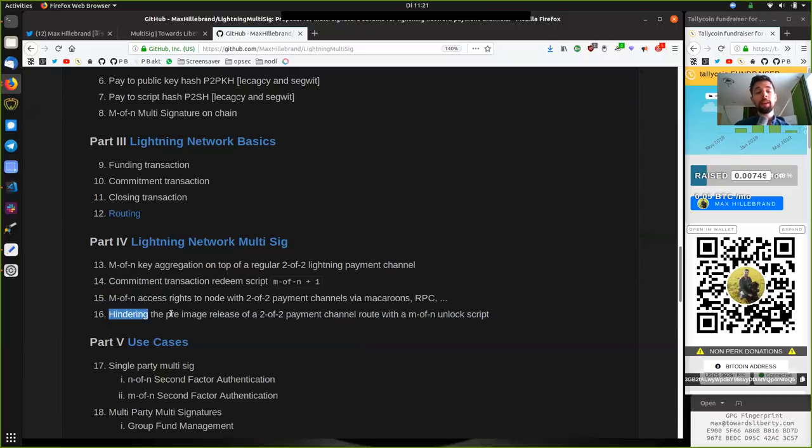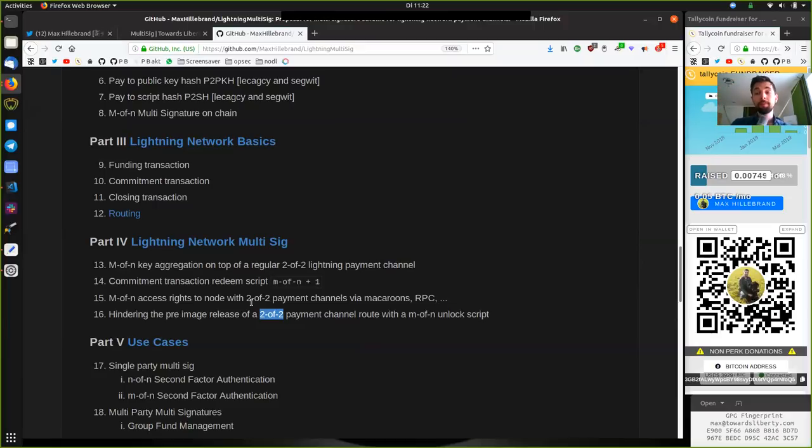Also here, hindering the pre-image release of a two of two payment channel route with M of N and an unlock script. That kind of goes back to one of the basics of Lightning Network, the routing. Of course, the Lightning Network is a network of Lightning payment channels. And we've explored payment channels and we've explored routing. And maybe there's a way of using routing to enforce the multisig. For example, that we have three individual full nodes with unique and regular two of two Lightning Network payment channels.